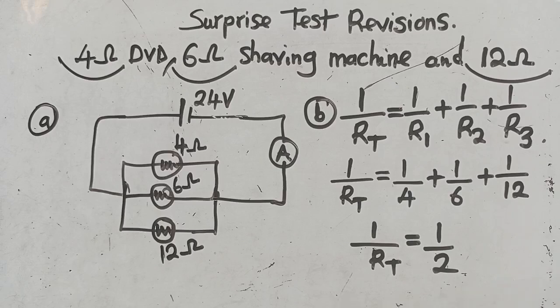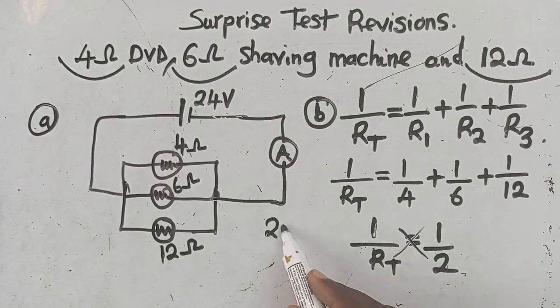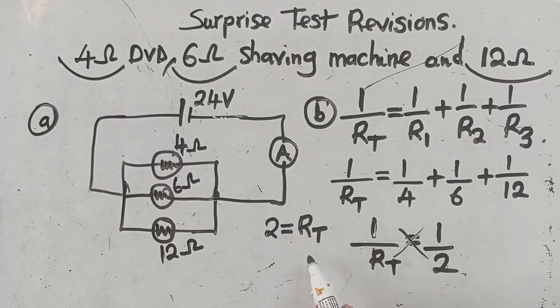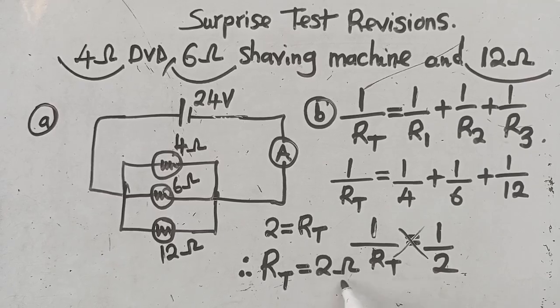This one, don't forget what we want to find. We want to find the total resistance. Here, you cross multiply. So 1 times 2, it is 2, which is equal to RT times 1. We find the RT, which is total resistance. So in this case, the total resistance is 2. Therefore, the total resistance is equal to 2 ohms. This is the total resistance. So that is what you need to do.